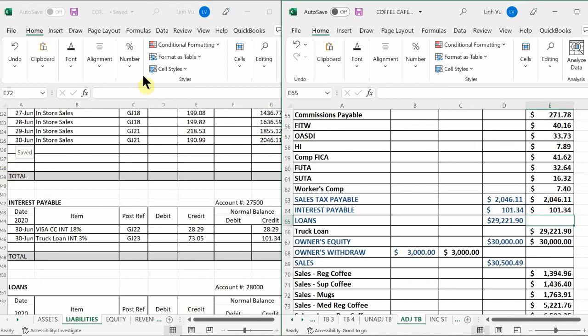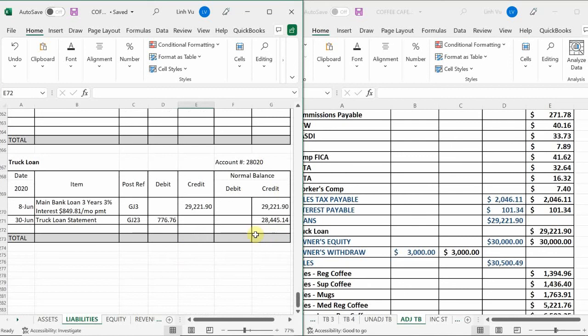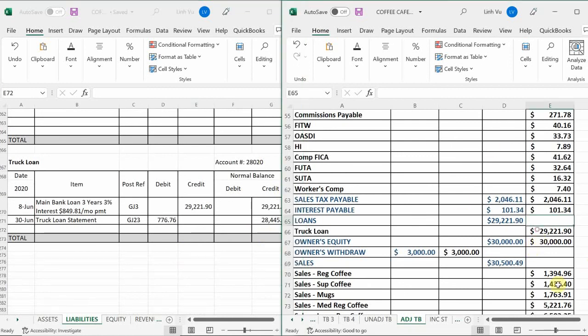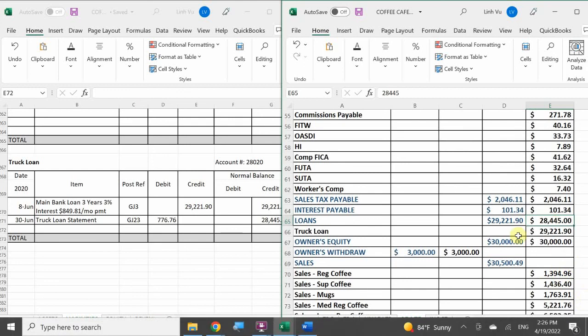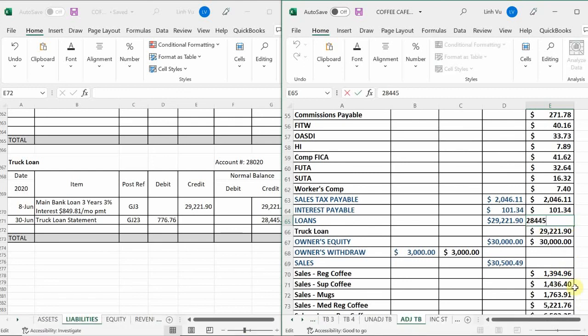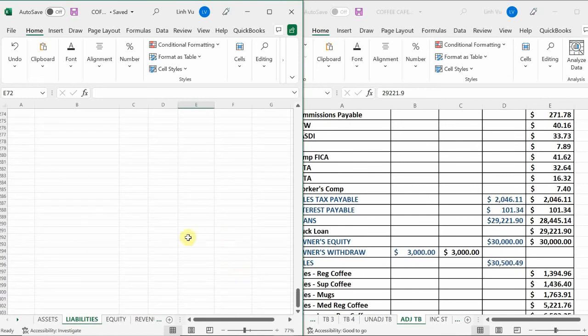Let's check out my loans. So my loans, again, since we received our bill, right, we decreased my loan from 29,221 to 28,445.14. Okay. And that's it for liabilities.